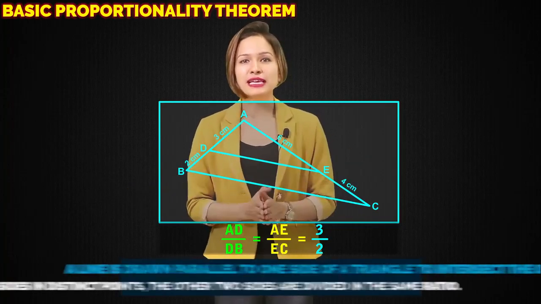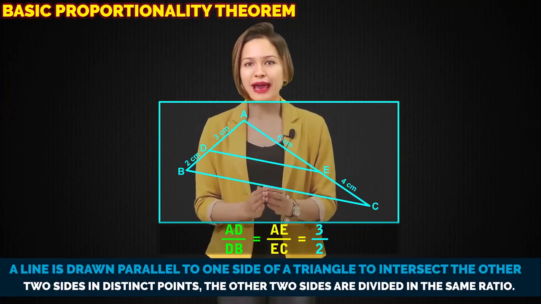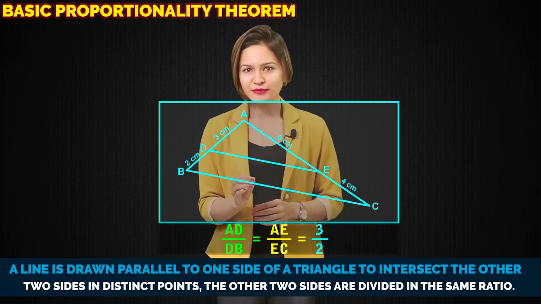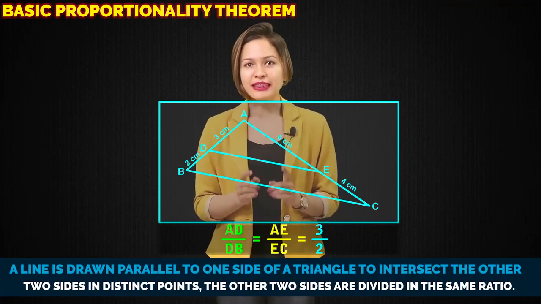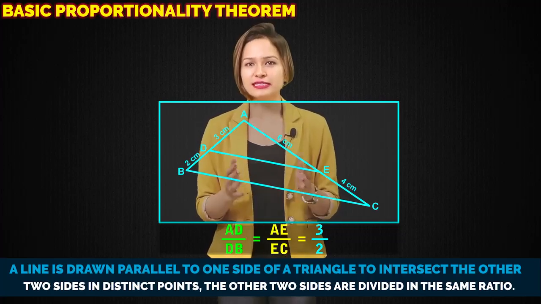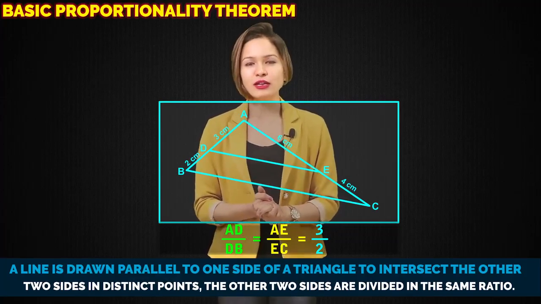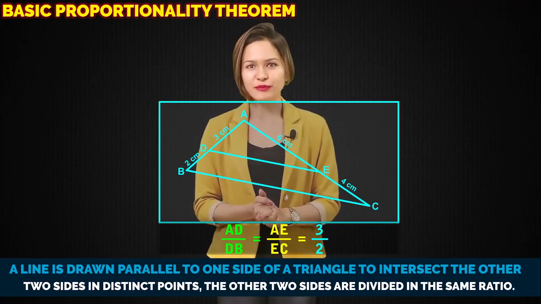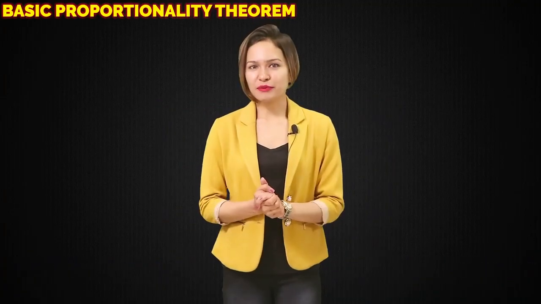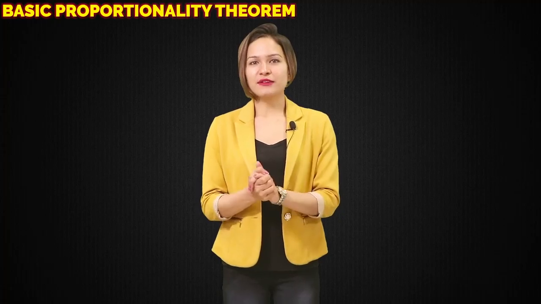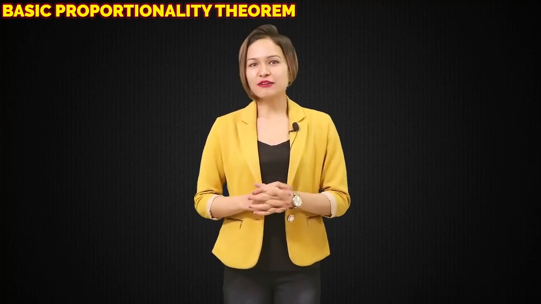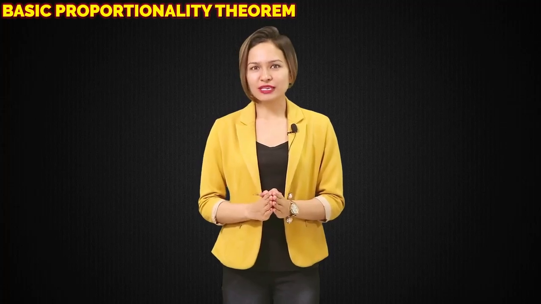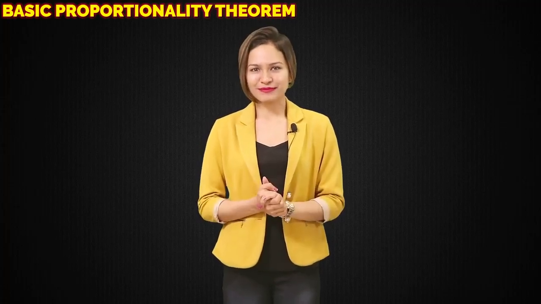So, we can say that if a line is drawn parallel to one side of a triangle to intersect the other two sides in distinct points, the other two sides are divided in the same ratio. This is called Basic Proportionality Theorem. But how does this happen? How are these sides divided in the same ratio? For this, let's now discuss how Basic Proportionality Theorem can be proved.